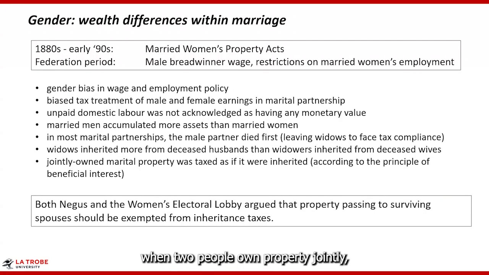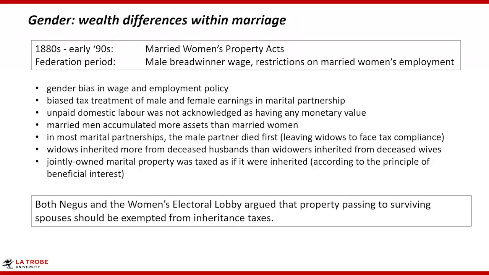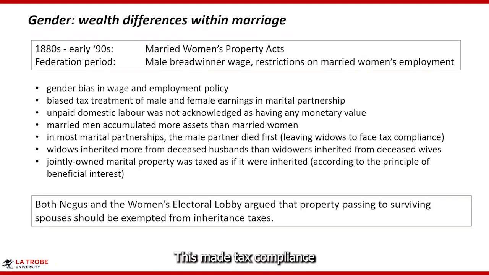Now, many of you will know that when two people own property jointly, they don't just own half each. They both have full overlapping ownership rights of the assets. When one partner dies, the survivor doesn't inherit, they just simply continue on with the existing property rights that they had in the first place. But when the spouse died, jointly owned marital property was taxed as if the survivor had inherited it. In most jurisdictions, the survivor was obliged to pay inheritance taxes on 50% of the joint assets. But in some states, particularly New South Wales and Tasmania, and Queensland to a lesser degree, the joint property was assessed according to how much of their own money each of the partners had put into the assets. And this made tax compliance even more onerous for widows in New South Wales and Tasmania.